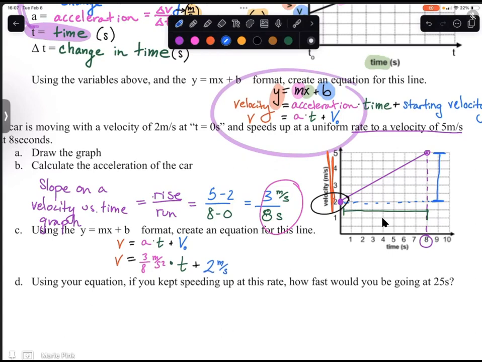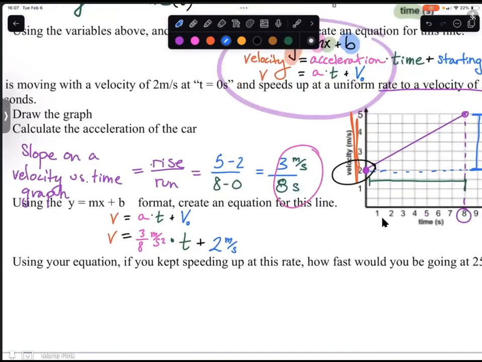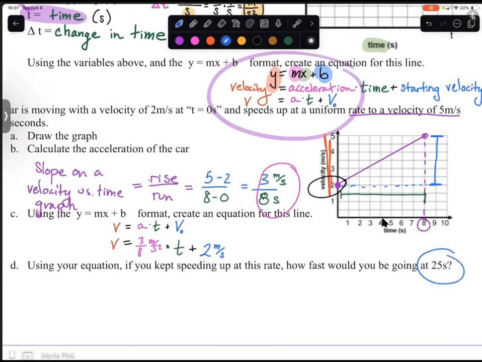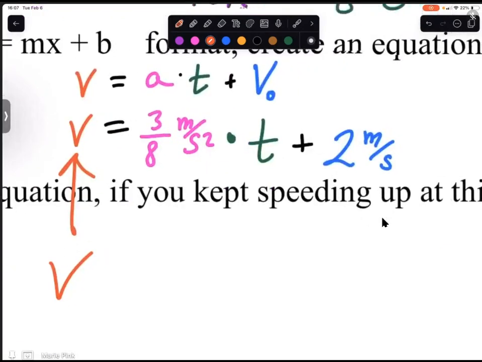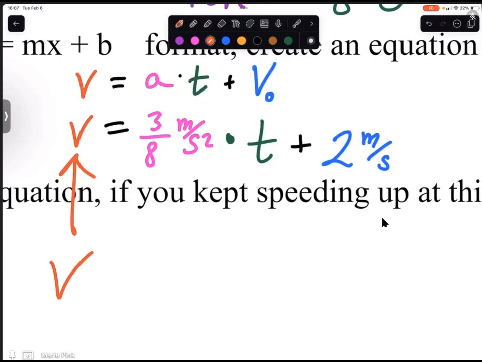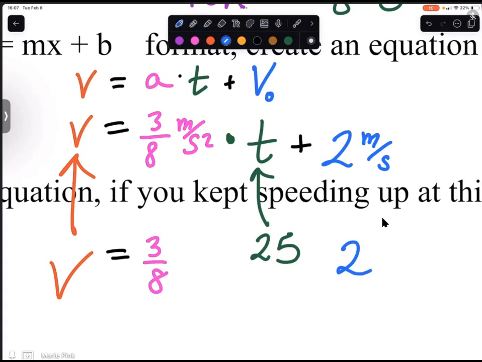Then it says, using your equation, if you kept speeding up at this rate, how fast would you be going at 25 seconds? So I want to know the velocity at 25 seconds, so I don't know v. So I'm going to just leave that there. But I want to know how fast it's going to be at 25 seconds. So instead of time, I'm going to put 25 seconds. And everything else is going to stay the same. My slope is the same, and my y-intercept is the same.